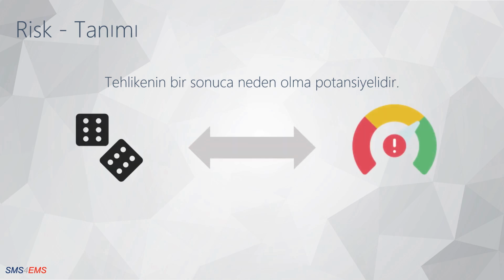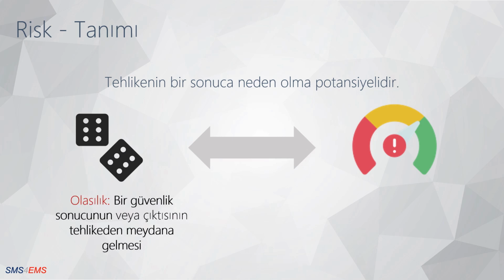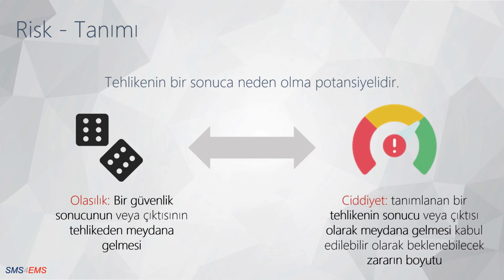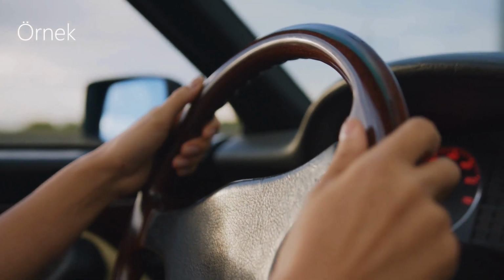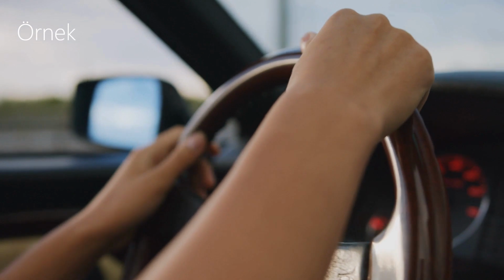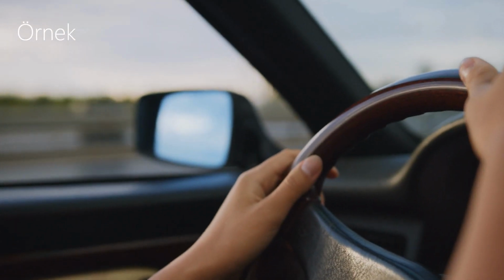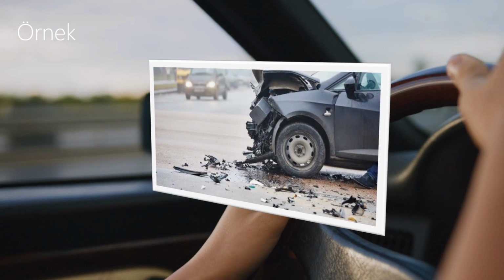Probability refers to the likelihood that a safety consequence or outcome will occur from the identified hazard. Severity is the extent of harm that might reasonably be expected to occur as a consequence or outcome to the identified hazard. For example, when driving on a motorway, we should examine what is the likelihood of being involved in an accident and how serious could the resulting consequences be: damage, injuries, or perhaps death.